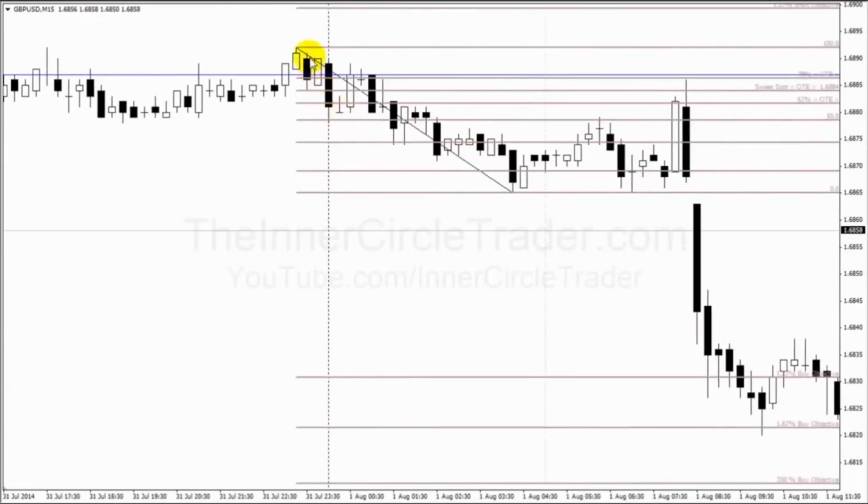Yeah, right there. So we have this high here and the low prior to the move going up. Now the move up at the New York midnight time, which is 5 GMT.